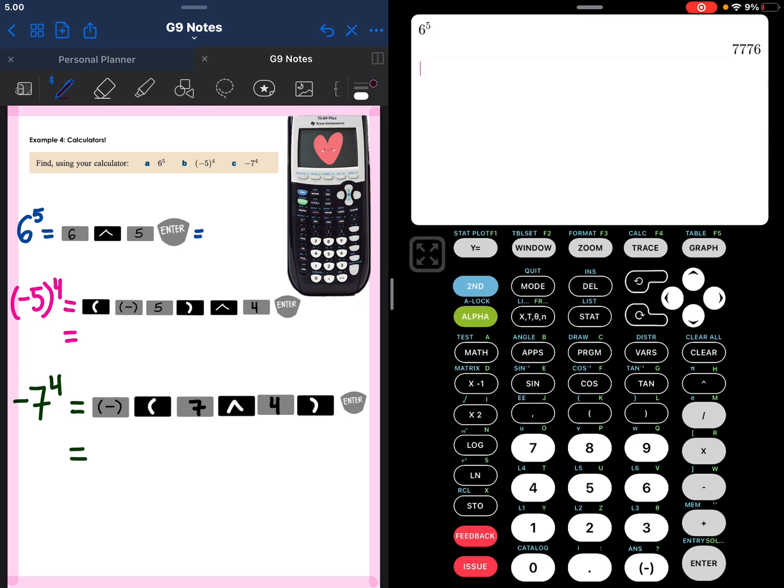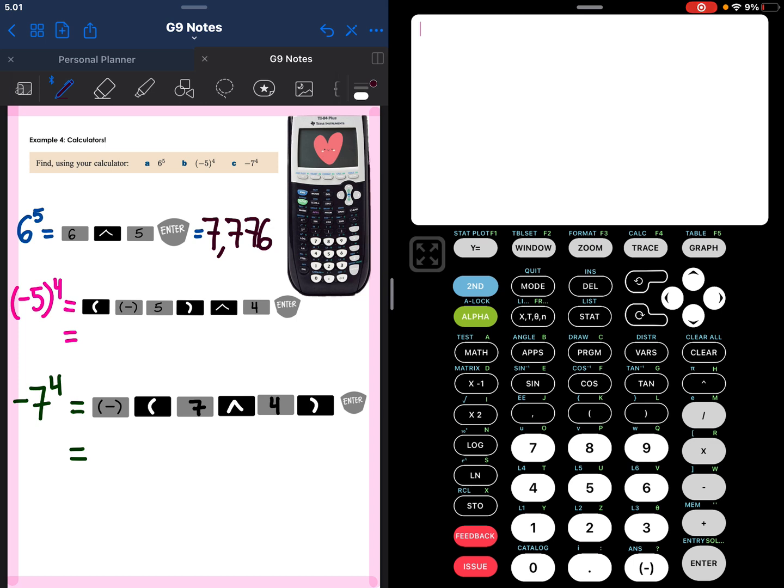So we got 7,776. If you watch the exponential video, you can tell that an exponential function increases faster than a linear function. So yeah, it represents our COVID cases, right? So it makes sense that 6 to the power of 5 is 7,000. All right, so how do we do parentheses, negative 5, close parentheses to the power of 4?